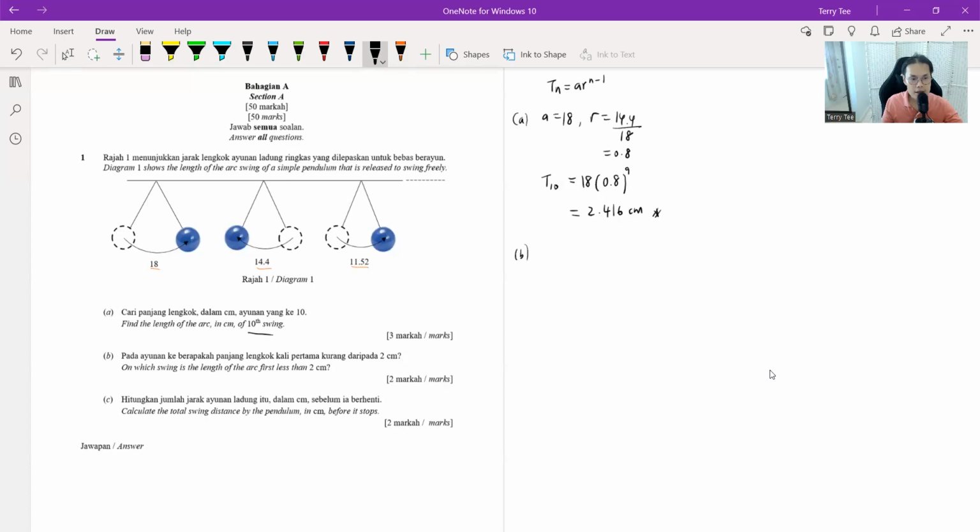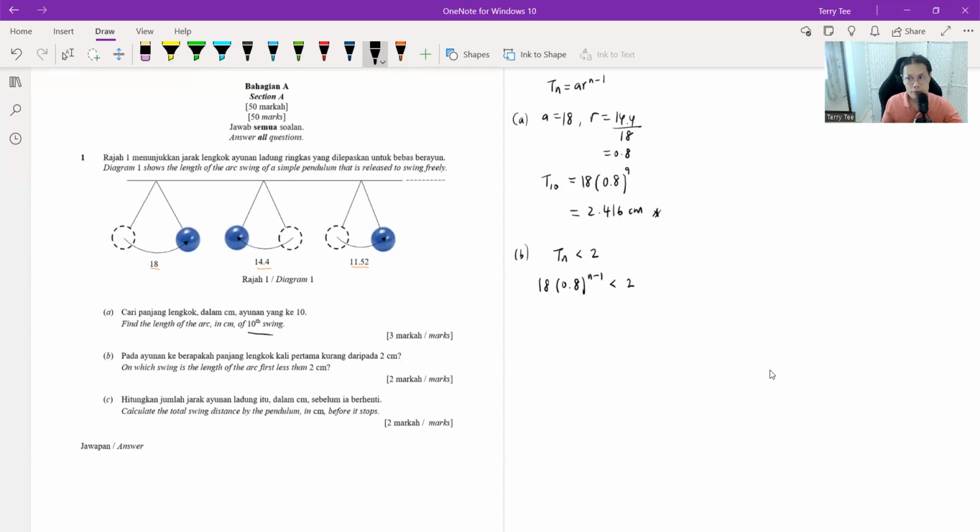Next, on which swing is the length of the arc first less than 2 cm? We know it's going to reduce. For the subsequent swings, the length of arc will be smaller and smaller. At one point, the length will be less than 2 cm. So let's just use the formula again: A R to the power of n minus 1 less than 2, where A is 18 and R is 0.8.